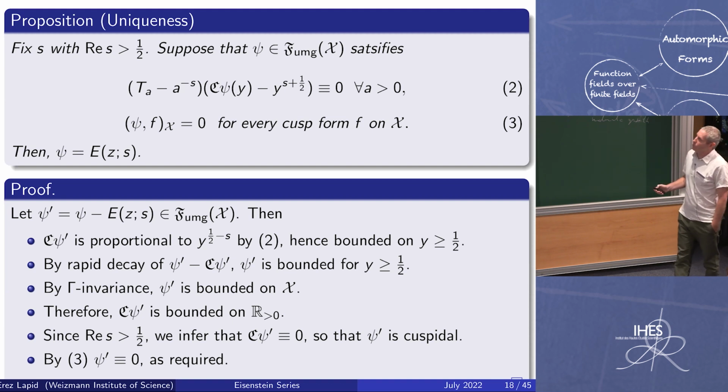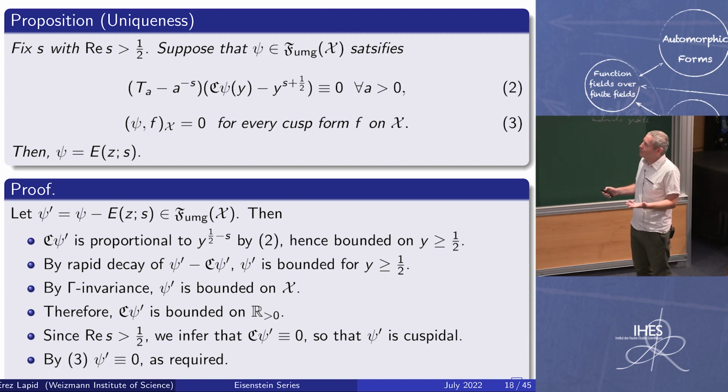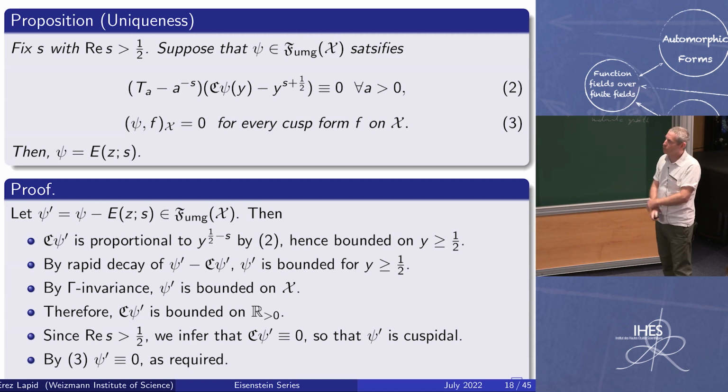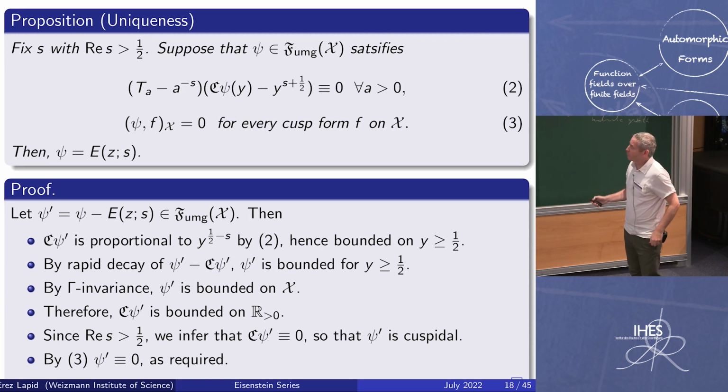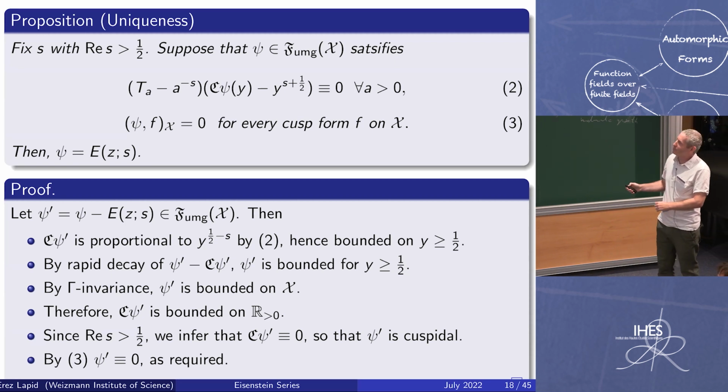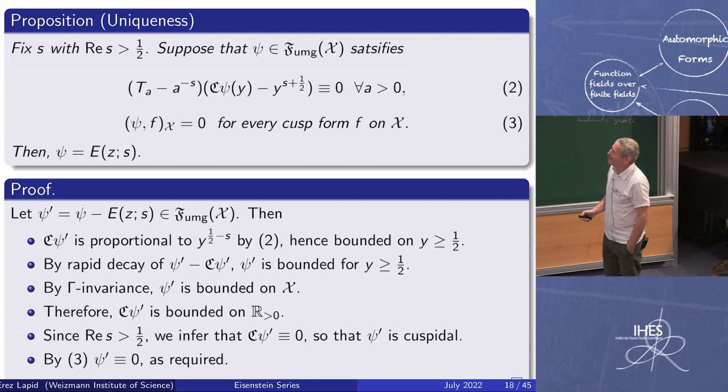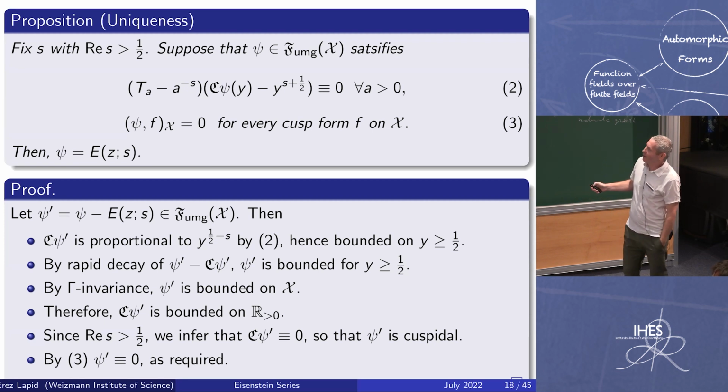And because it's proportional to y to the half minus s, that means that it's bounded. The constant term is bounded for y bounded away from 0. But for functions of uniform moderate growth, we have the basic fact that the growth is controlled by the constant term. So the difference from the constant term is rapidly decreasing as y gets large. So if the constant term is bounded, then the function itself is bounded for y bigger than 1/2. Now comes the step which, like in chess, we would put an exclamation mark on, because it's a very important step. So psi prime is bounded for y bigger than half.